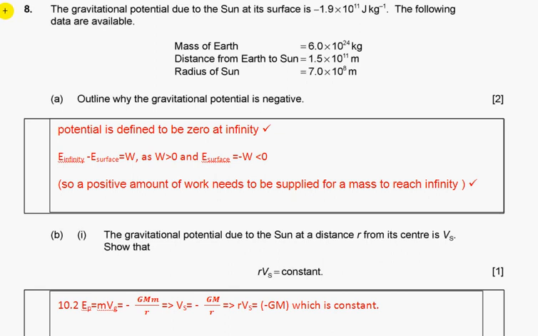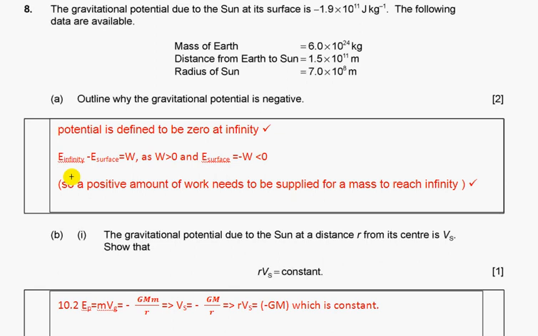Question 8. So Sun and Earth, so gravitational potential due to the Sun at the surface is so much. The following data are available about Earth and Sun. Outline why the gravitational potential is negative. Potential is defined to be zero at infinity.